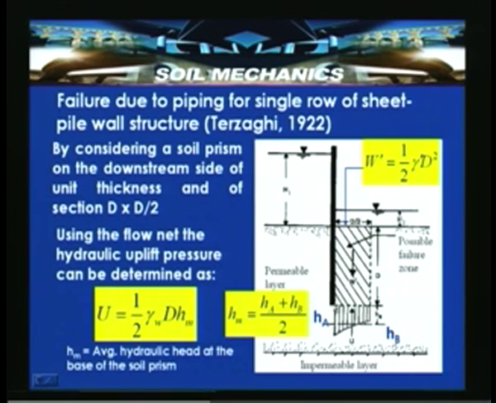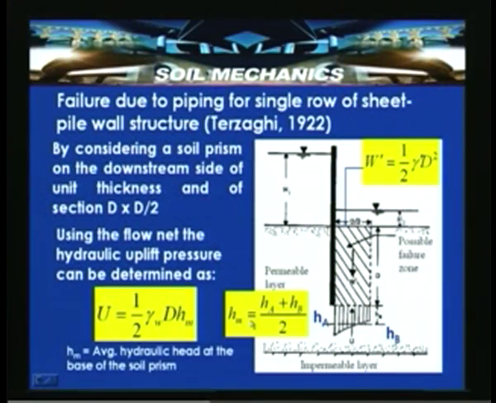So, suppose points A and B exist, say A at the tip of the sheet pile wall, and B at a distance D by 2 from the sheet pile wall. Then the total head available at A is HA, and the total head available at B is HB. In that case the average head, which is referred to as Hm or H average, is calculated by computing the total head HA and total head HB. That is given by Hm is equal to HA plus HB by 2. So, with that we can now determine Hm.